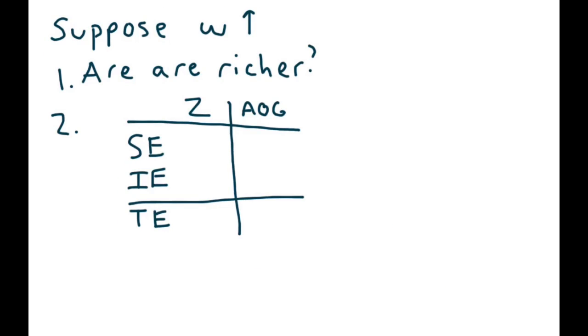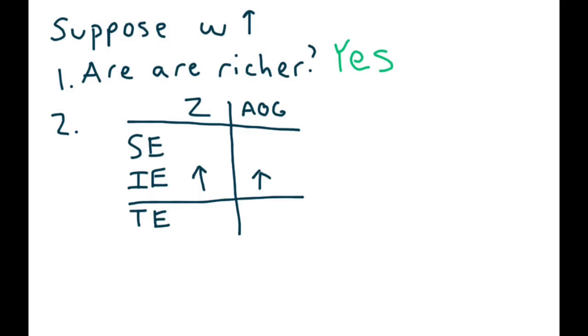And then we can do a thought experiment. Suppose the wage increases. So now are we richer? Hopefully you can see that this is yes. We are richer. So we know that since both leisure and all other goods are normal, hopefully you remember that from section. Since we're richer and both goods are normal, we're going to have a positive income effect for both.